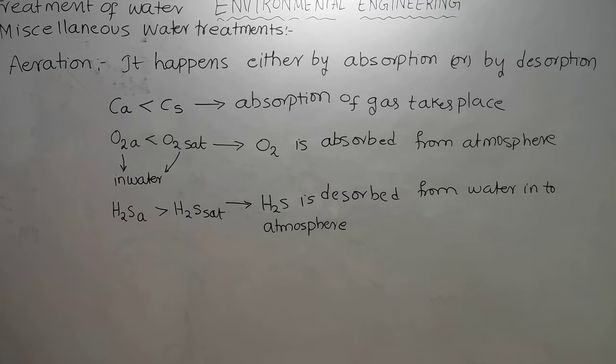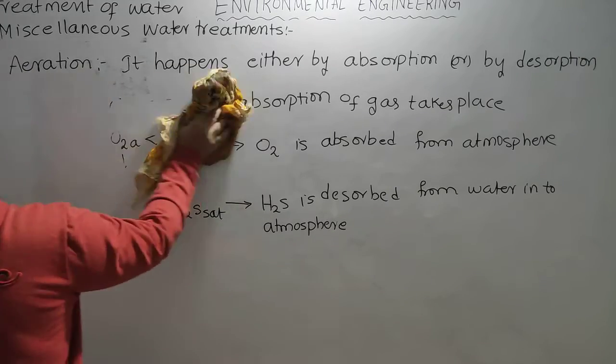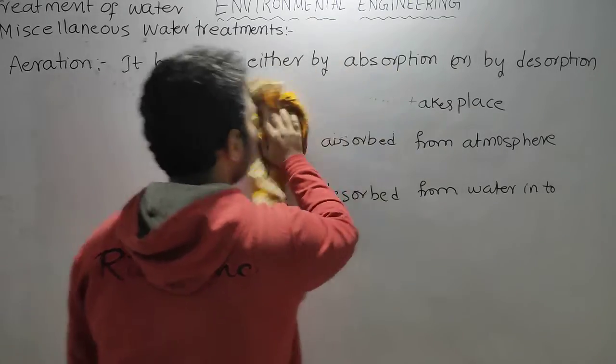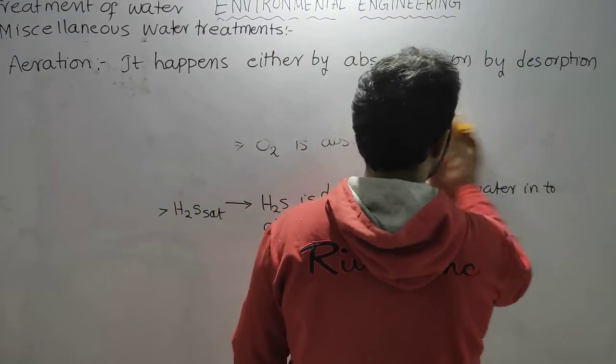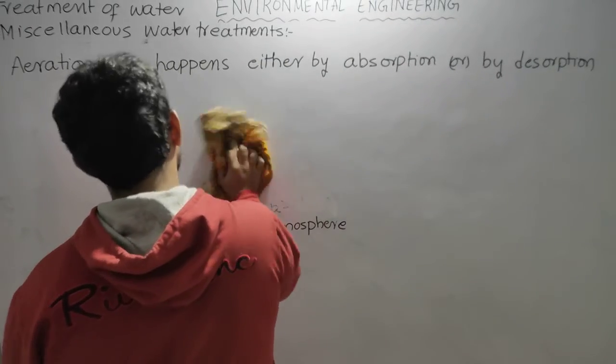The rate of absorption or desorption depends upon the difference between Ca and Cs. So we say the rate of absorption or rate of desorption depends on the difference between the Cs and Ca.